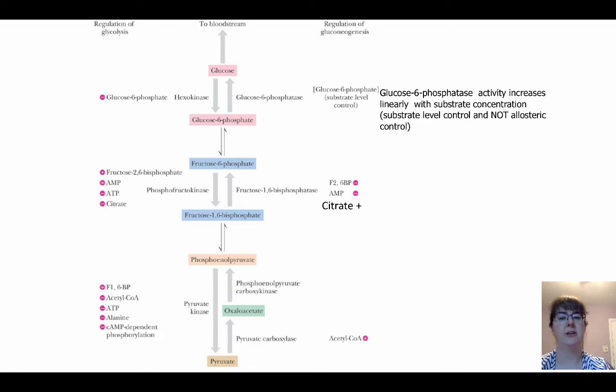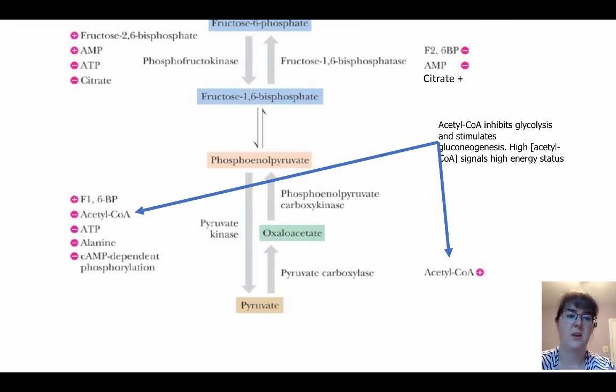This is just to try to look at everything all together about where things are. We do have that glucose 6-phosphate will inhibit hexokinase. Realize that that is a substrate concentration and not necessarily an allosteric control. That's why it says substrate level control on there, because that's where that one happens. Looking closer at things like pyruvate kinase and pyruvate carboxylase, acetyl-CoA is going to inhibit glycolysis and stimulate gluconeogenesis. So this is, again, one of those reciprocal controls.